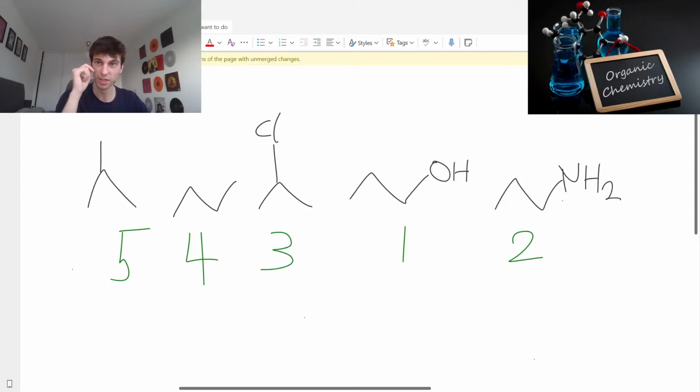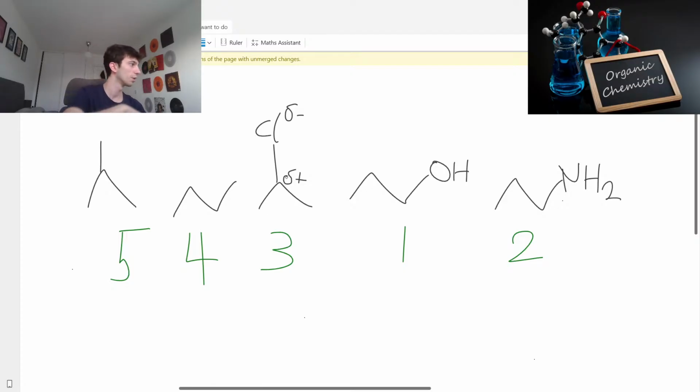Then, let me see if I can actually draw on here. It might be a little bit easier. We're not properly going through the content yet, guys. Then here, because we have that polar bond, because of the electronegativity of our chlorine, we're gonna have permanent dipole-dipole interactions as well as London dispersion forces. The chlorine might be branched, but we have that permanent dipole-dipole interaction. So we have that permanent dipole-dipole intermolecular force, stronger than London forces, so more energy is required to break those bonds.